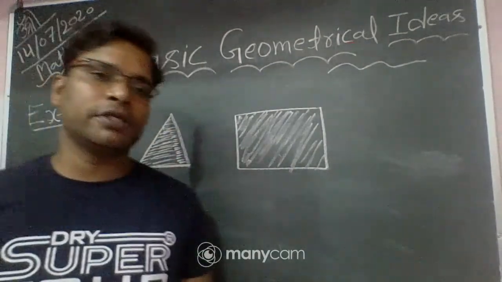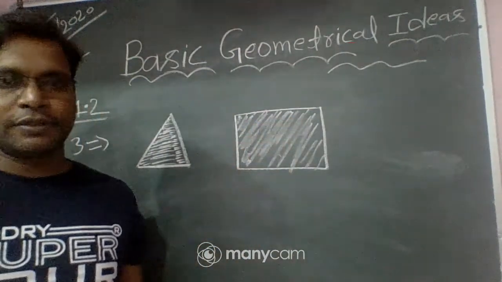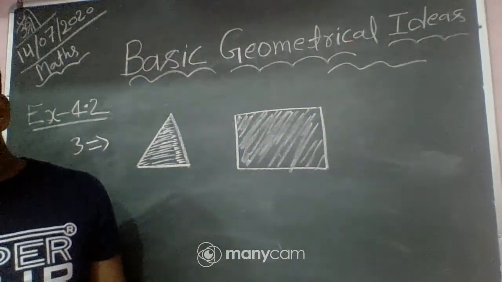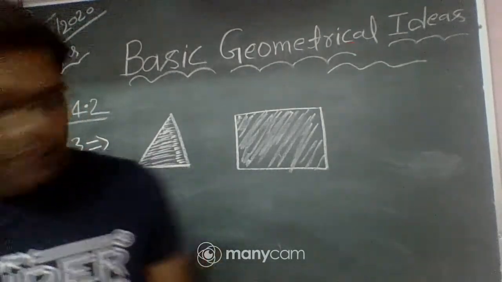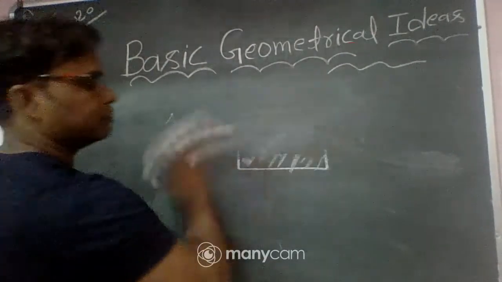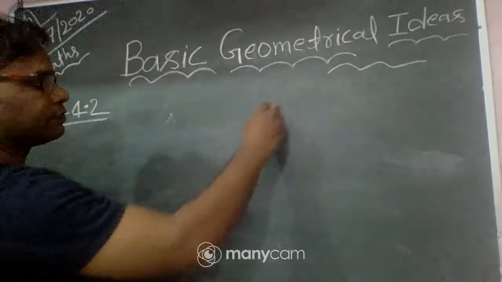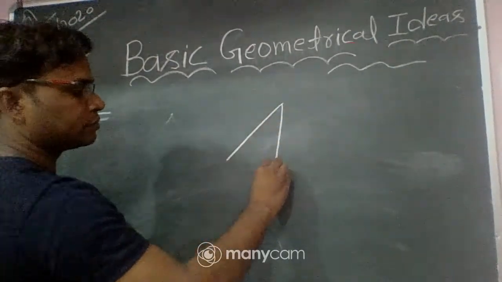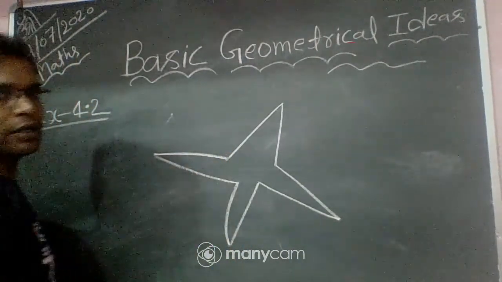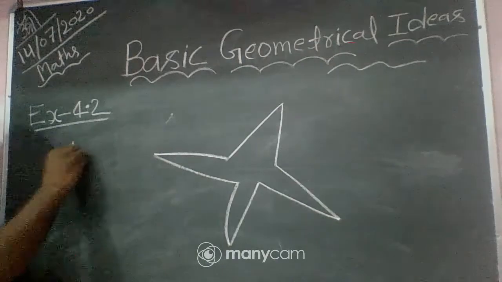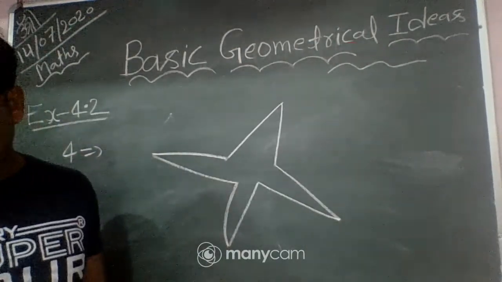Okay, so this is a polygon and we said its interior. Okay, now question number 4. Question number 4 is given a figure like this. This is the figure given in question number 4 and it asks, is it a curve?